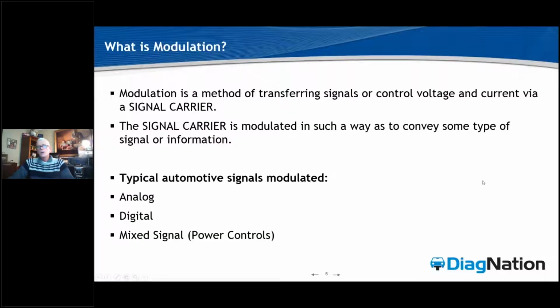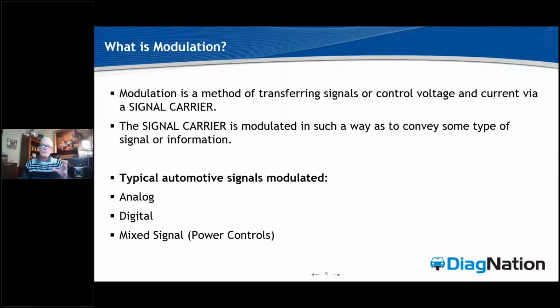So what is modulation? Modulation is simply a method of transferring signals or control voltages and current to run output devices via what they call a signal carrier. The signal carrier is modulated in such a way as to basically convey some type of information, okay?